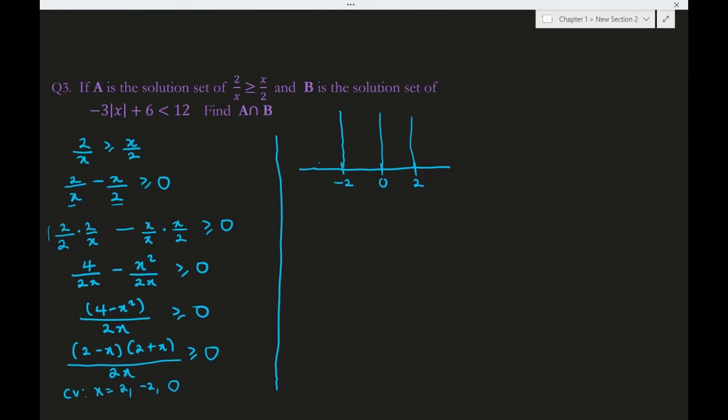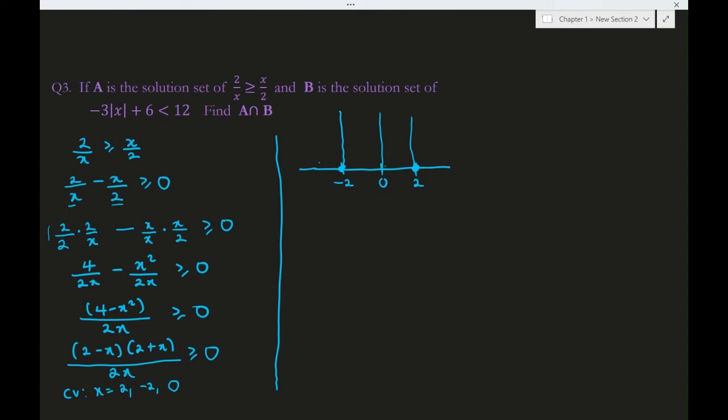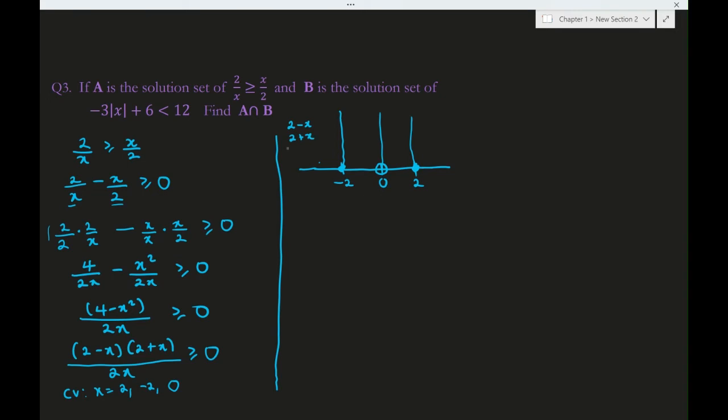The zeros coming from the numerator, since we have equal to 0, we have to close. So we close minus 2 and we close 2. But the 0 coming from the denominator, x equals 0, we open up. Now let's put our factors here: 2 minus x and 2 plus x. And the denominator is just 2x. You can write it as 2x, or just put x there. It won't affect the sign.